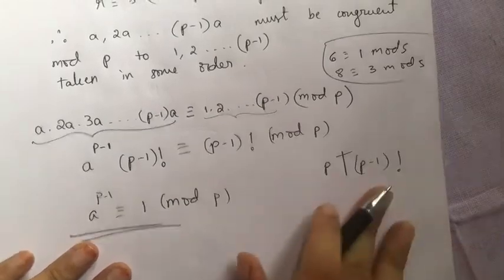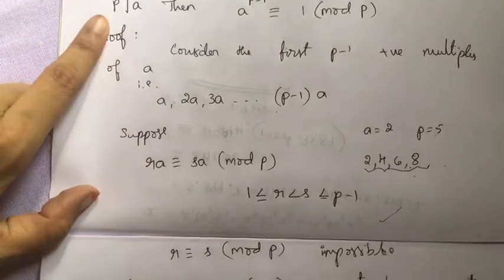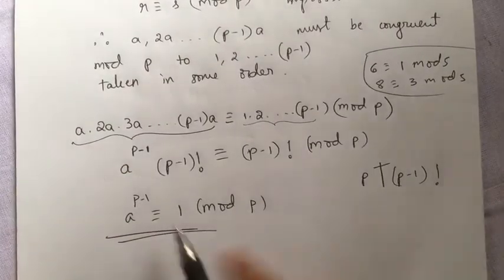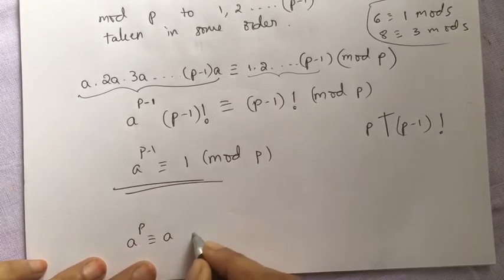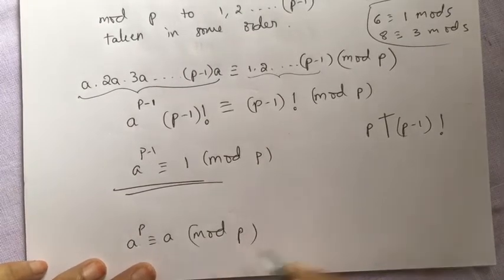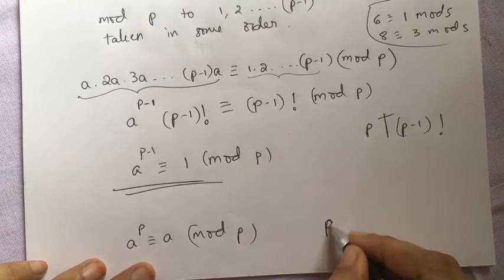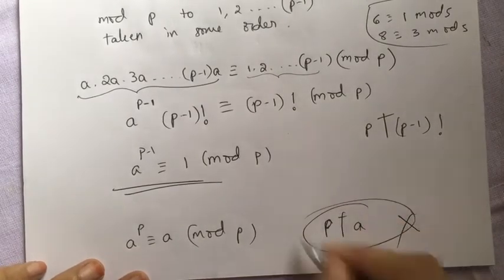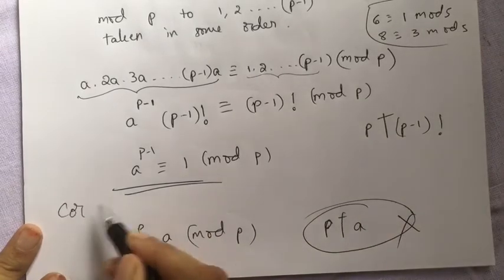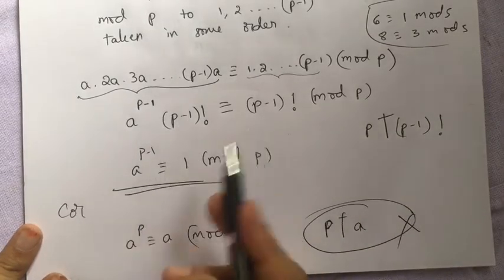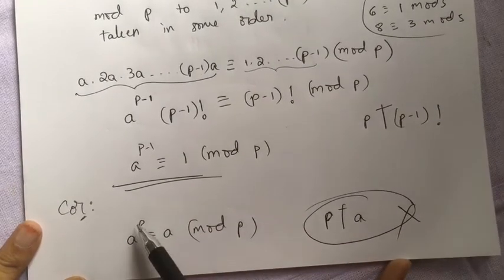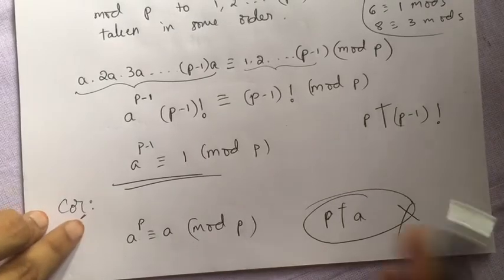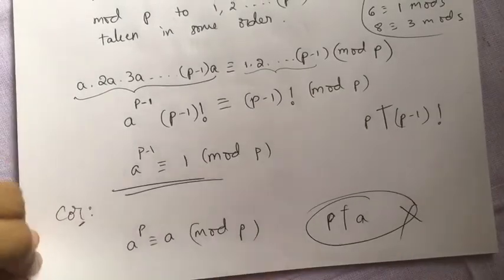If p is a prime and this division condition is removed, then I can say a power p is congruent to a mod p. I'm just removing the condition that p does not divide a from Fermat's theorem. So the corollary to Fermat's little theorem says if p is prime, then a power p is congruent to a mod p for any integer a.